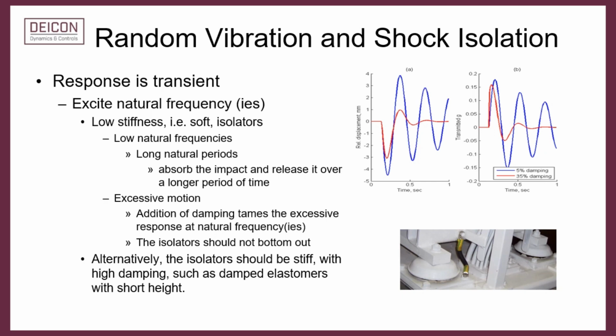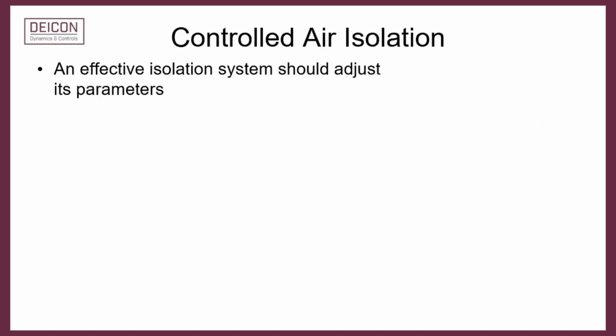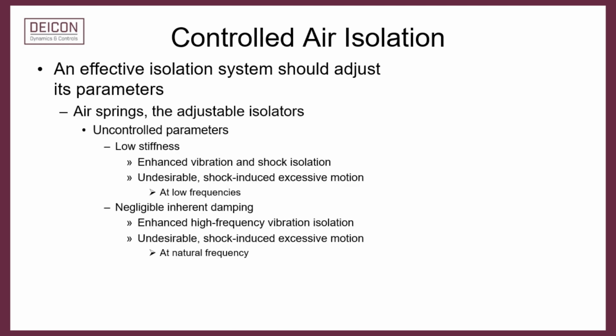Passive isolation techniques cannot satisfy the above requirements without any compromise, and that brings us to controlled isolation systems using adjustable air isolators. To avoid any compromise between isolation effectiveness and installation integrity, the parameters of the isolator need to be changed in real time depending on the nature of perturbation the isolation system is subject to. Air springs are the only isolators with adjustable parameters.